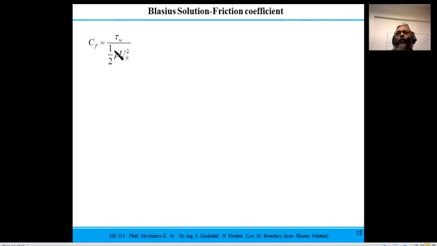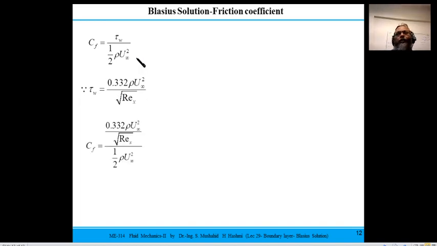Similarly, I can work out the friction coefficient. Friction coefficient is nothing but the wall shear stress divided by the dynamic pressure. So I know the value of wall shear stress from the Blasius solution, just substituted the thing, and I got that friction coefficient would be 0.664 over the square root of Reynolds number.